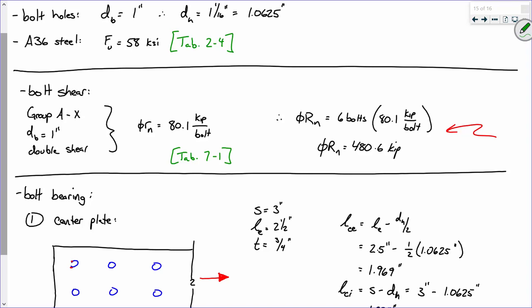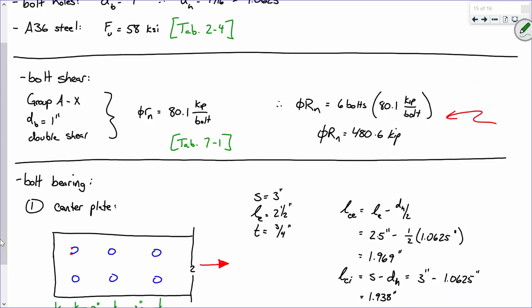Now, that's for bolt shear. For bolt bearing, we have to do the bolt bearing computation twice. The first time we're doing it essentially based off of these values right here.